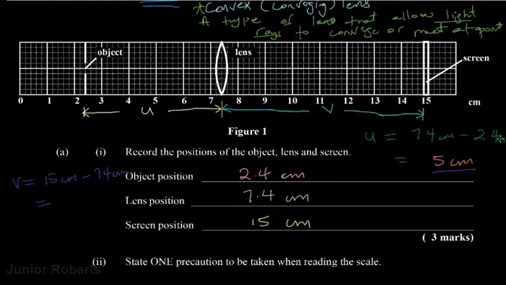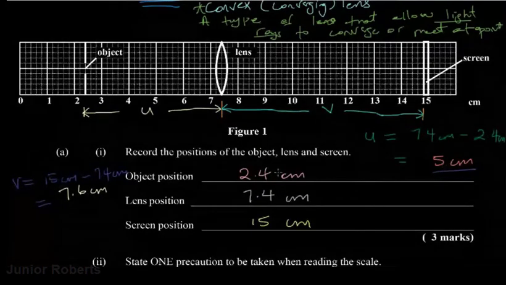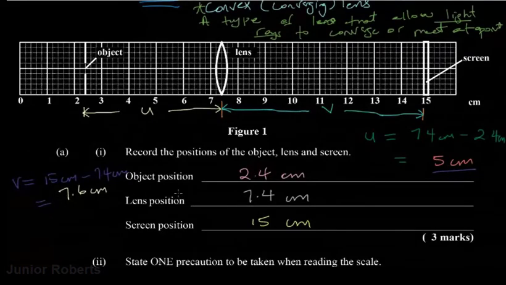Okay, so we get 7.6 centimeters. So we would have just calculated our object distance and our image distance, right? So we'll actually do this calculation down here, right? Where is it? Here. So we'll do the calculation right there.